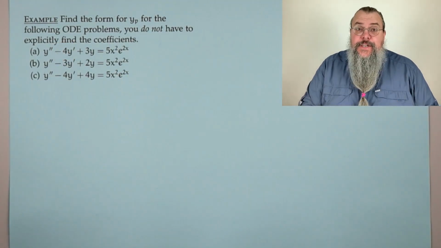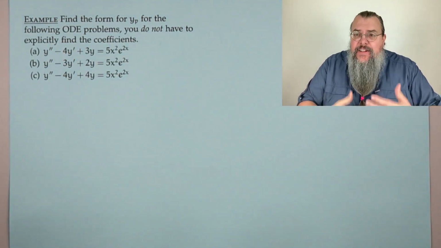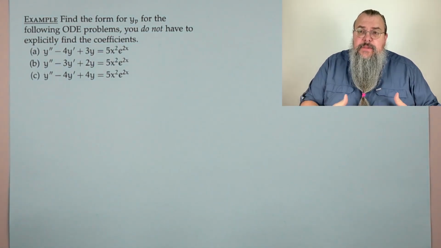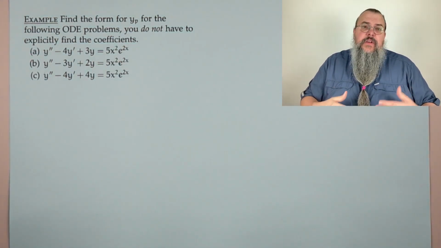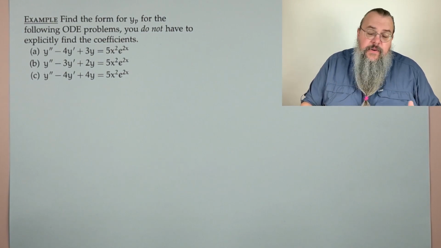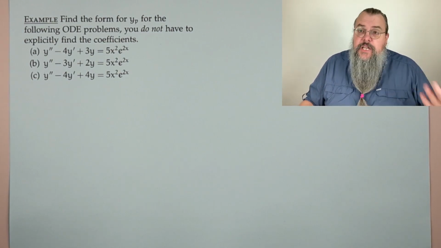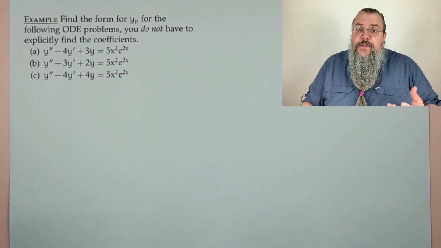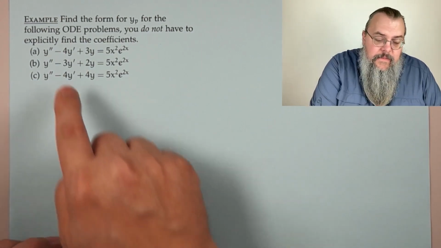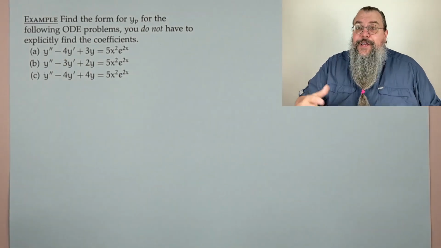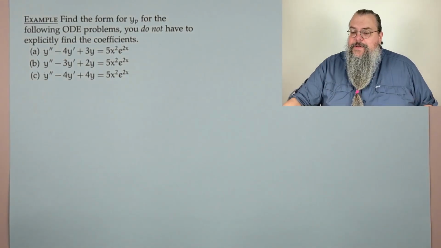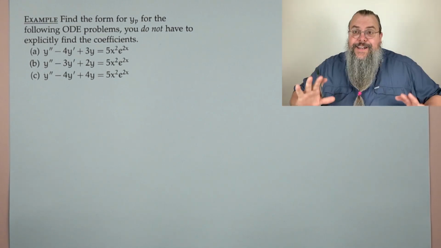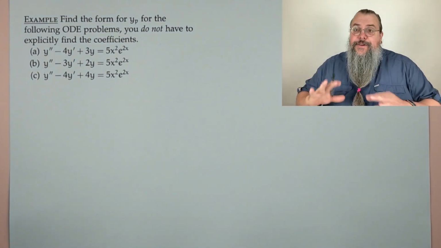So in our first example, we want to just practice building up what our solution looks like and get some intuition about what's going on. So here we have the following. Find the form for the particular solution y sub p for the following differential equation problem. So we actually have 3 parts here. Okay, so good. Plenty of time for us to think about what's going on. You do not have to explicitly find the coefficients.